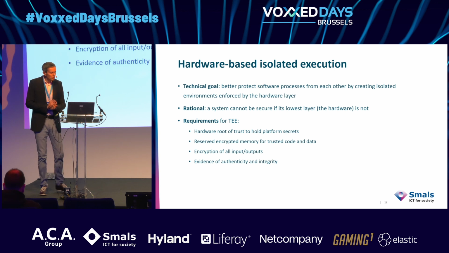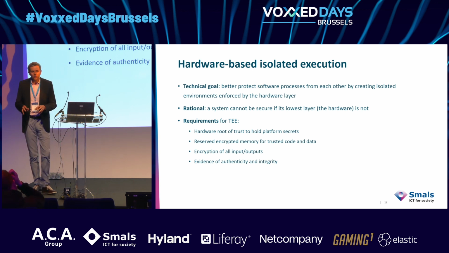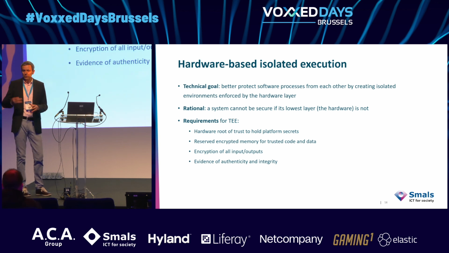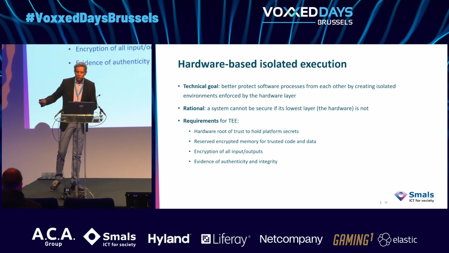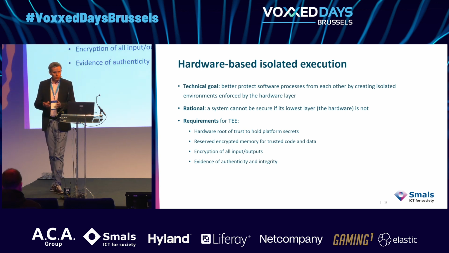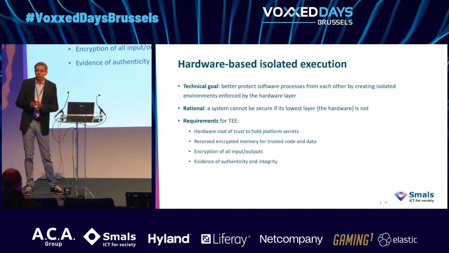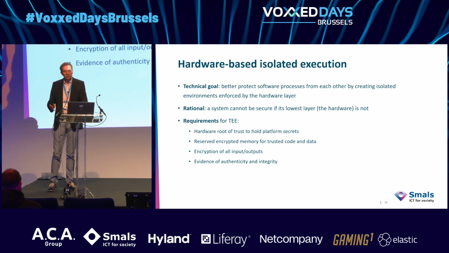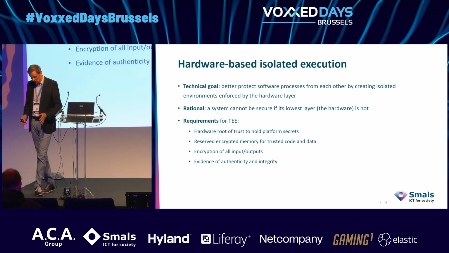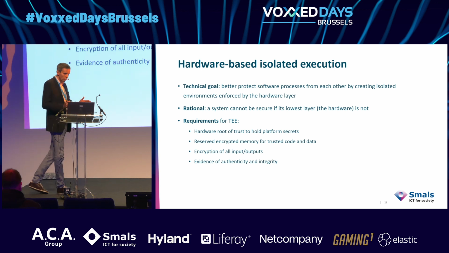In terms of requirement, they can be summarized this way. So first, you need a root of trust in the hardware, a root of trust which can hold secrets, which can later be used, for instance, for establishing cryptographic keys for authenticating your hardware. In addition to that, you want your memory to be protected by the hardware itself and also encrypted by the hardware. So each application or each virtual machine is allocated an area of physical memory which is reserved by the hardware and encrypted by the hardware.